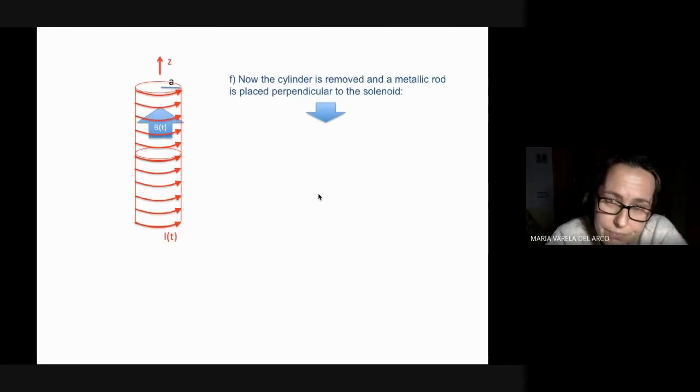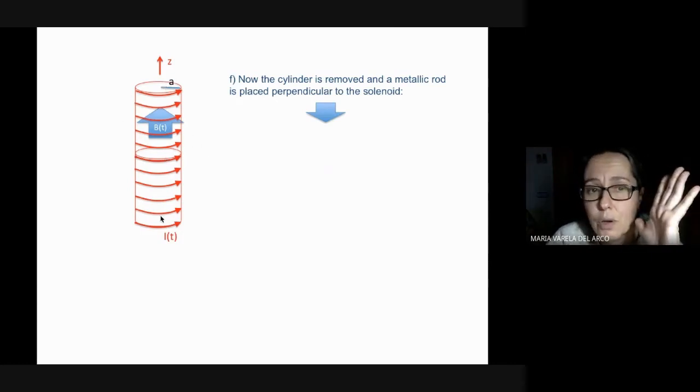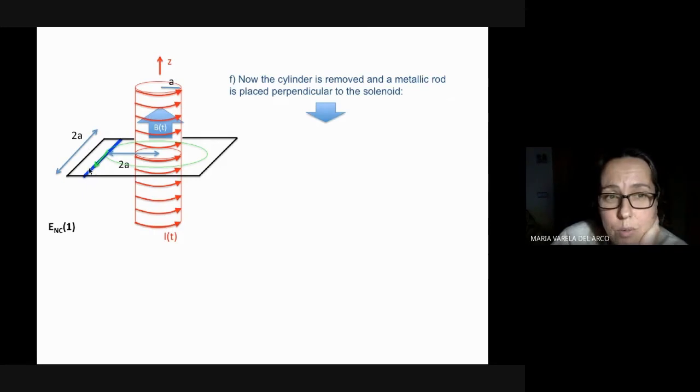Finally, now let's remove the outer cylinder. Let's think of the same problem. We still have the solenoid with this intensity that is decreasing over time from an initial value I0 all the way down to 0, linearly. All of that is the same, but just remove the cylinder, and instead let's place this metallic rod of length 2a in a plane perpendicular to the axis of the solenoid, placed symmetrically at the middle of the solenoid, at the distance 2a from the center of the solenoid.